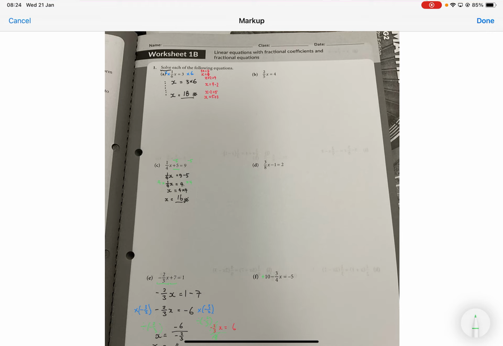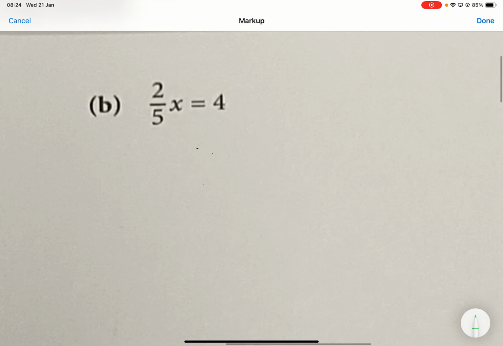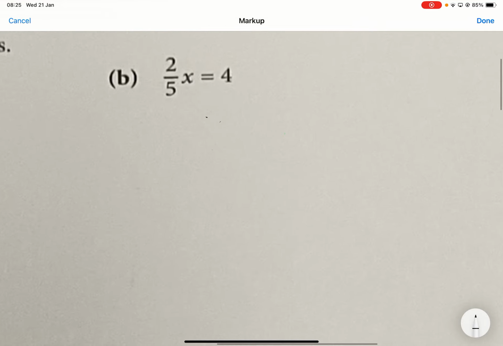Try B, D, and F. Keep your end goal in mind. What is your end goal? Your end goal is x equals to something because you are solving.